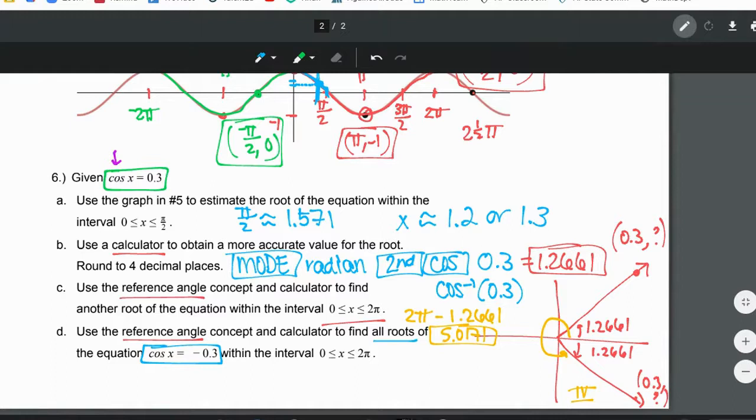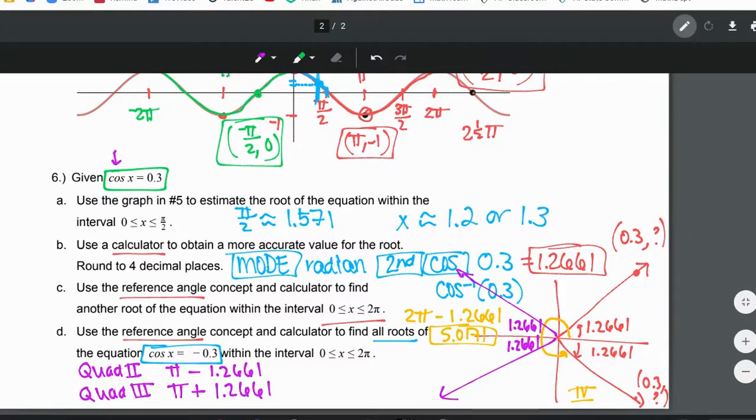Now they want us to find all roots of the equation cosine of x is equal to negative 0.3. So in order to get a cosine that's negative, we need to draw into the second or third quadrants. So it would have that same reference angle of 1.2661. So in order to get into the second quadrant, I would stop short of pi. I would subtract 1.2661 from pi. And to get into the third quadrant, I would go past pi, so I would add on 1.2661 beyond the pi. So we just need to figure out what those two values are.